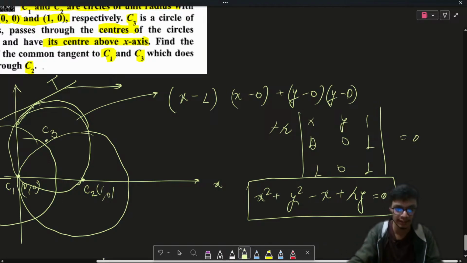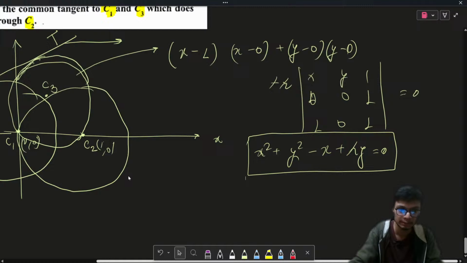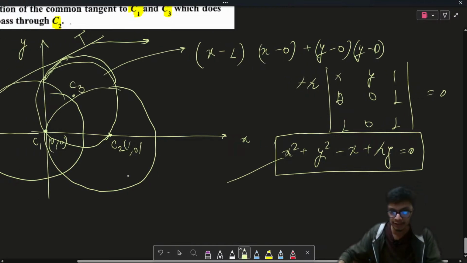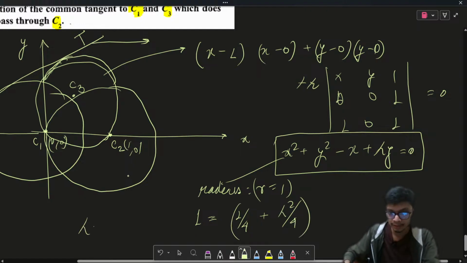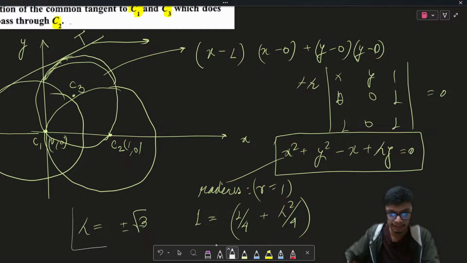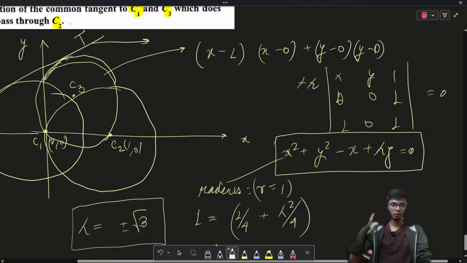Now since it is said that the circle with the center C3, or the circle passing through C1 and C2, is also having radius equal to 1, from here the radius should be equal to 1. From here we can easily find the value of lambda, right? So if we do that, 1 should be equal to 1 by 4 plus lambda squared by 4, and from here we'll get the value of lambda as plus or minus root 3, right?